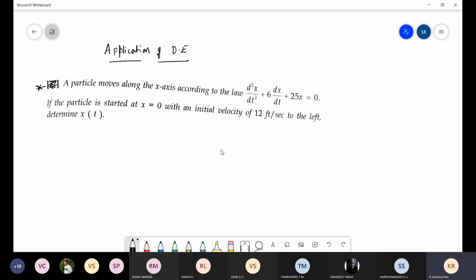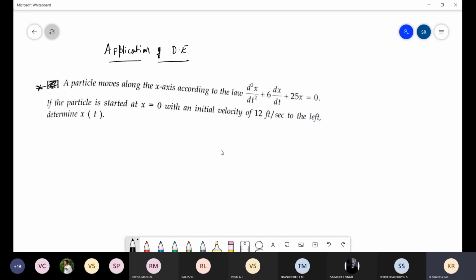So actually it is an application. x represents the position of a particle, and t represents time. The rate of change of position of a particle with respect to time is what we call velocity. So dx by dt is velocity, and d square x by dt square is acceleration, the rate of change of velocity with respect to time, dv by dt. The equation is given as a differential equation in terms of x and t.